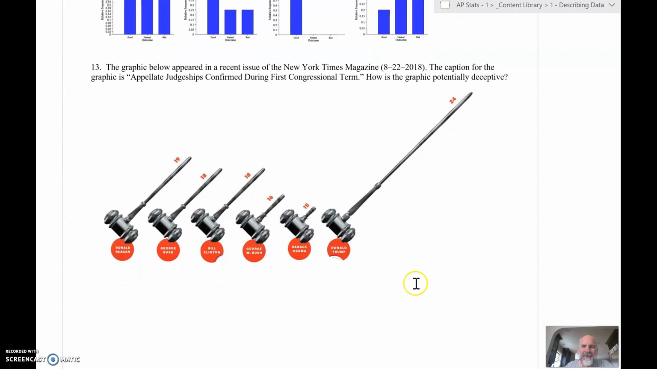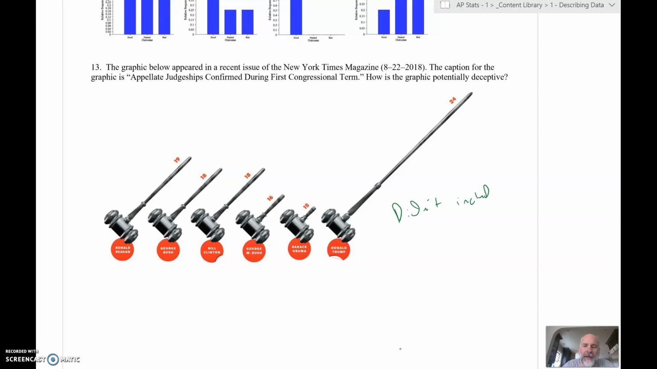How is this graph deceptive? They didn't include 0, and so this length here is 15, but this length here is 24, and so it makes it look like Trump had way more appellate judgeships confirmed, and he had more. 19, 18, 18, 16, 15, 24. It's bigger, but they've made it look like it's many times bigger when really it's, compared to the highest one, about 20% bigger or something like that. And so they didn't include 0.